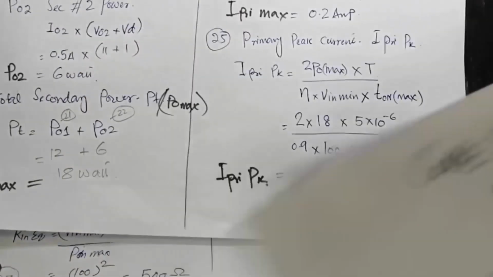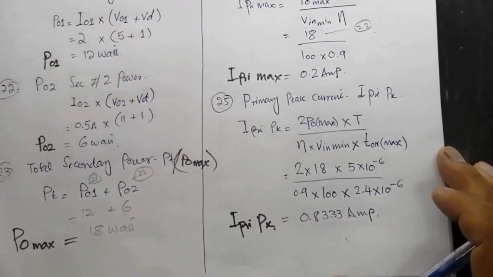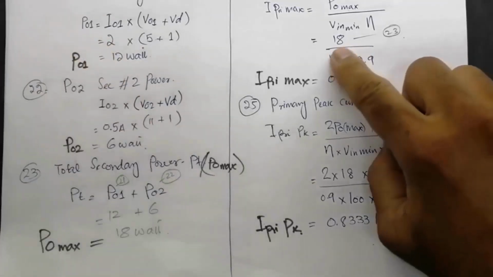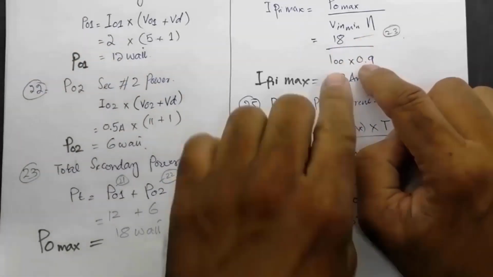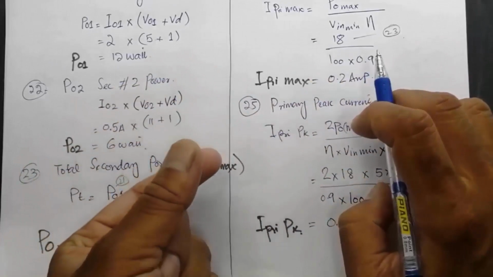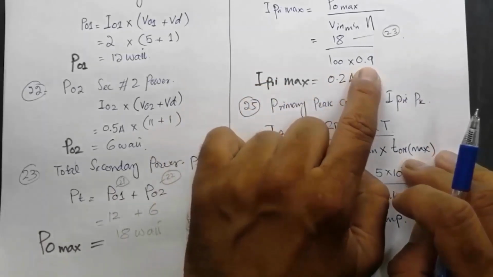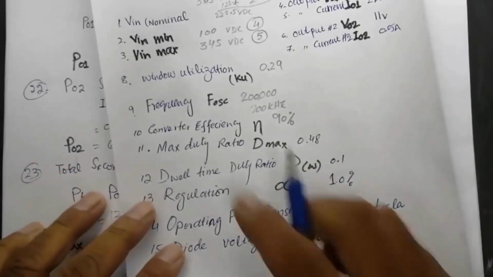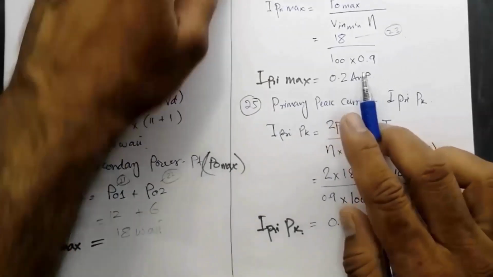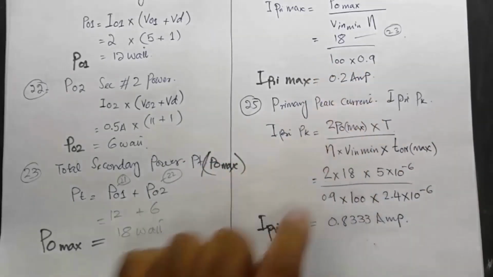Because we have to design the transformer in the worst case. What is the worst case? When the input voltage is at an extreme low position and we need full power. That means we need 18 watt power at 100 volt, the lowest value, so that our power supply will be capable of supplying power from the low side to the upside. 100 and converter efficiency 0.9, that is here 90%, divided by 100, so 0.9. So it is 0.2 ampere. 18 divided by 100 multiplied by 0.9, so it's 0.2 ampere.